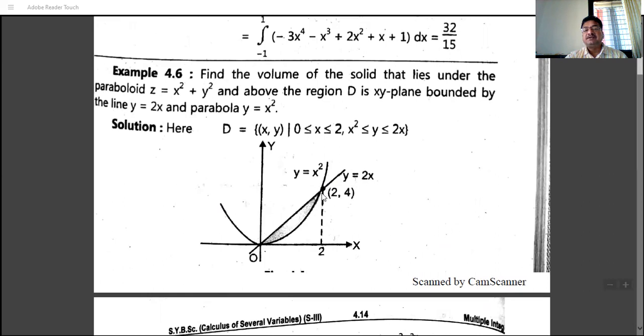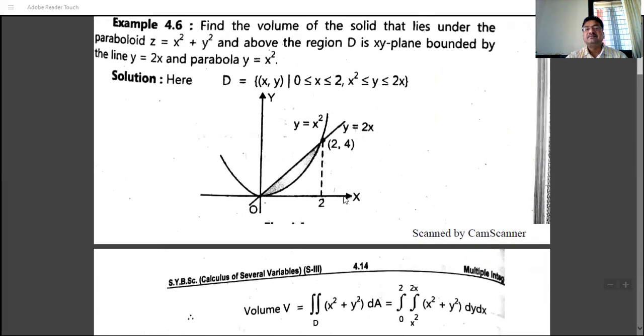So what is the point of intersection? 2, 4. How can we find this point of intersection? Solve the two equations y is equal to x square and y is equal to 2x simultaneously. Substituting y as 2x, we have x square is equal to 2x, so x square minus 2x is equal to 0. Taking x common, x times x minus 2 is equal to 0. Therefore x is equal to 0, that is this point, and x is equal to 2. If we substitute x is equal to 2, then y is 4. So (0, 0) and (2, 4) are the points of intersection.